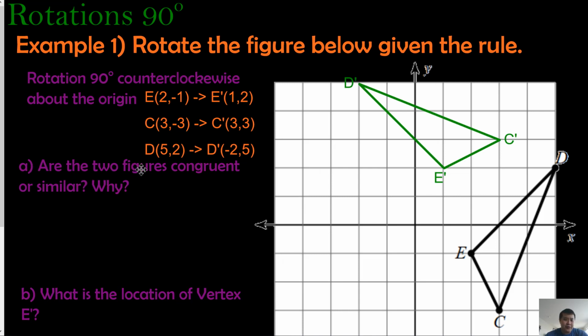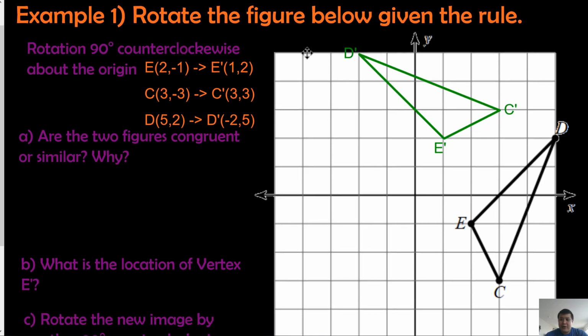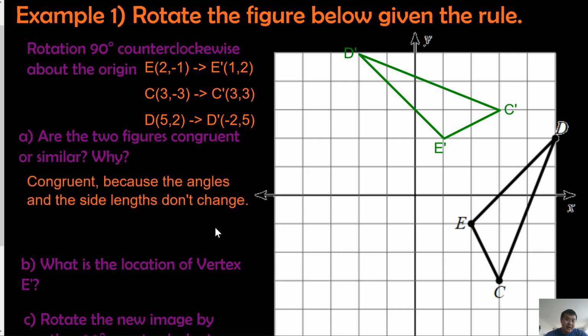It also says, are the two figures congruent or similar, and why? You can see that if I were to cut this image out and put it directly on this image, this is going to be congruent because the angles and the side lengths don't change. The vertex of image of E is 1, 2.